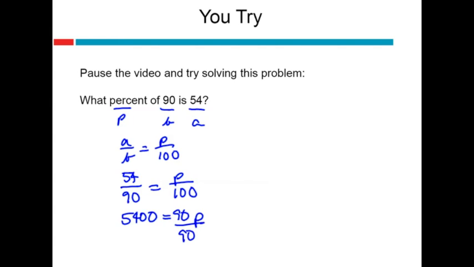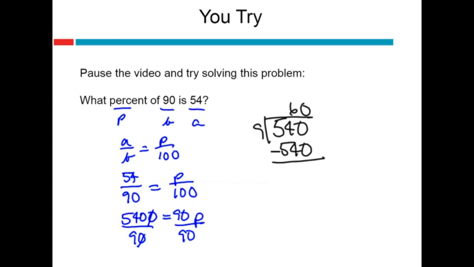We're going to divide both sides by 90. We can factor out a 10. So I'm going to take 9 divided by, we're going to take 540 divided by 9. 9 times 6 is 54, so 9 times 60 will be 540. So that means that P is going to equal 60.